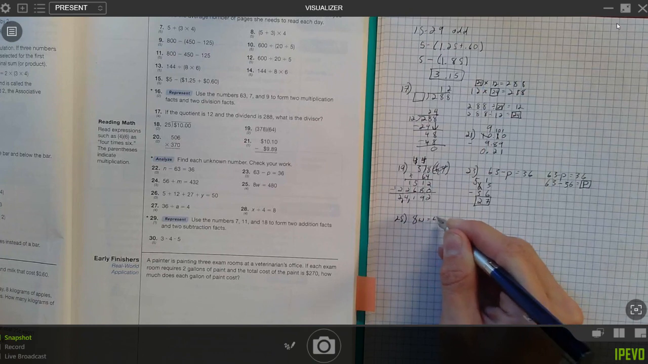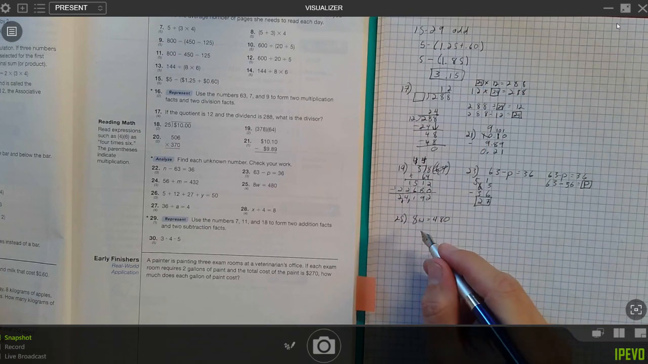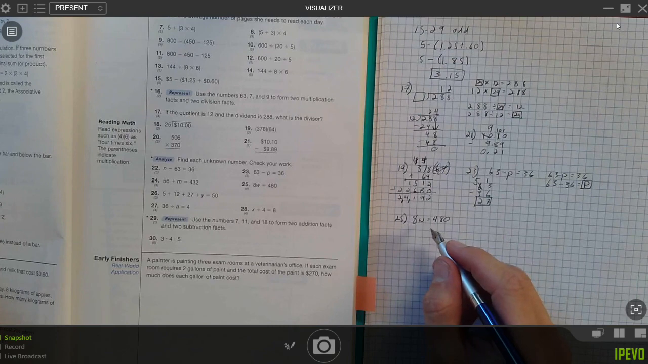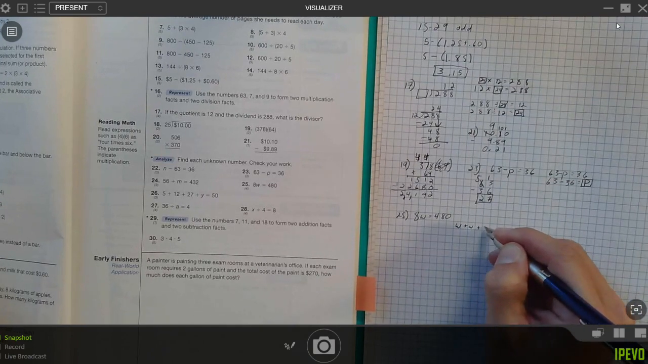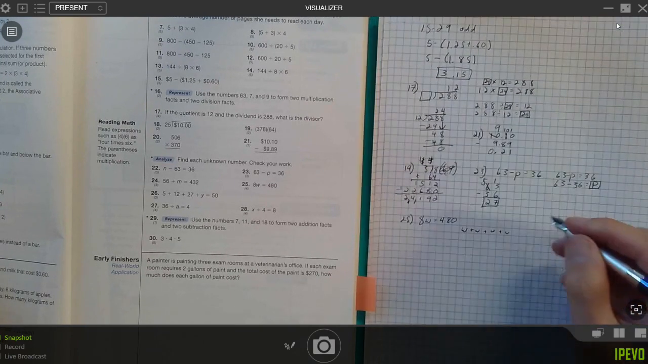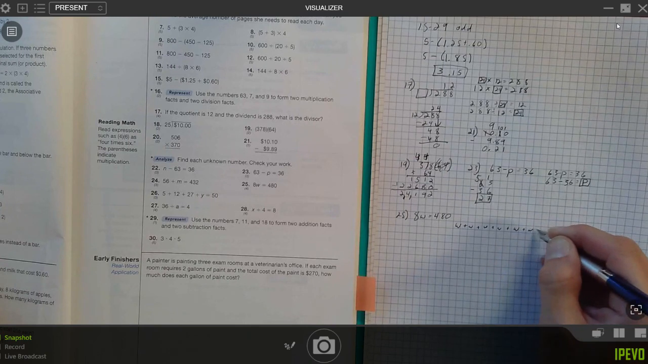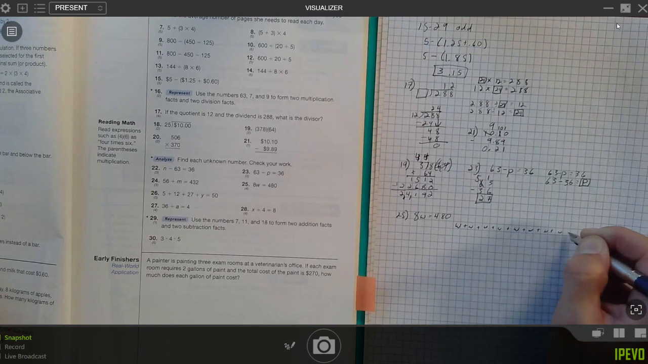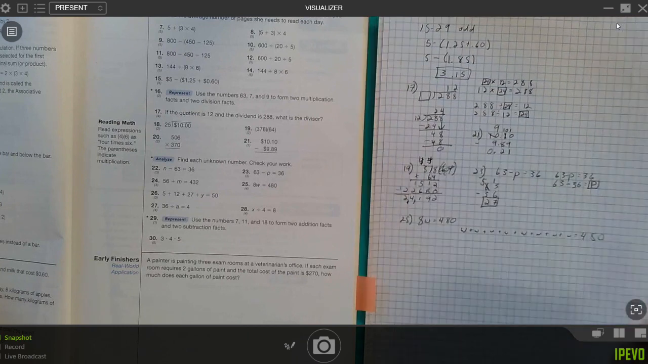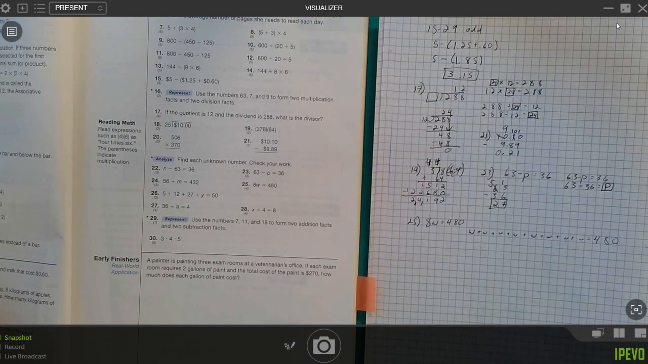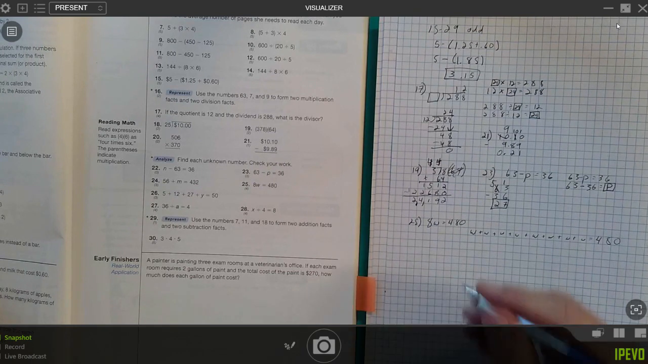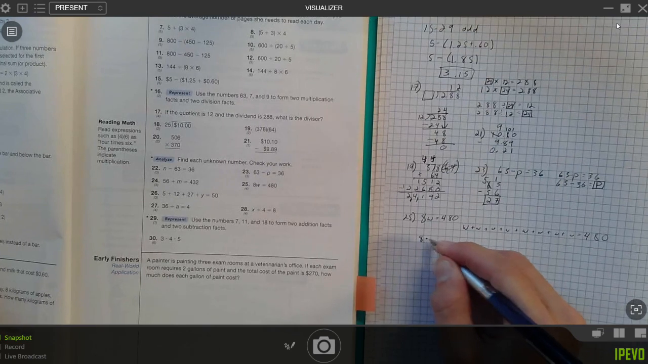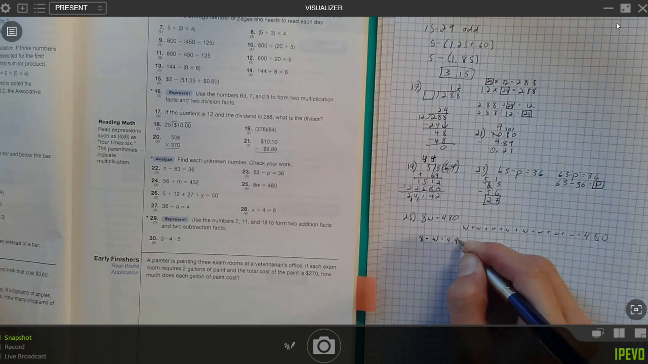8W equals 480. Now, the important thing about 8W is, one, it is 8 W's, right? W plus W plus W plus W plus W plus W plus W plus W. All of that equals 480 together. 8 W's. And how does that help us? Well, I can rewrite that as 8 times W equals 480.